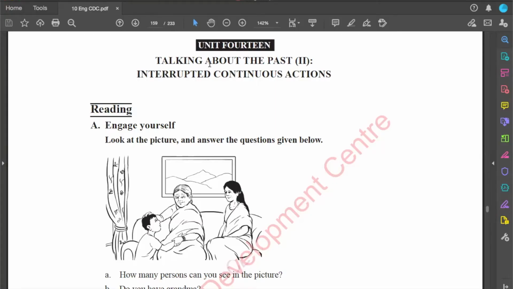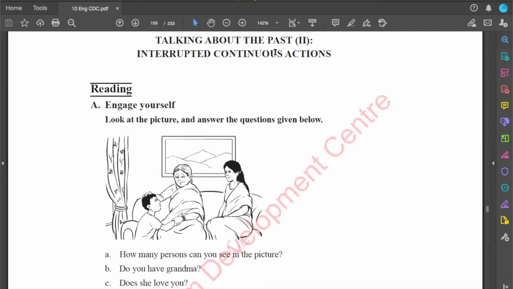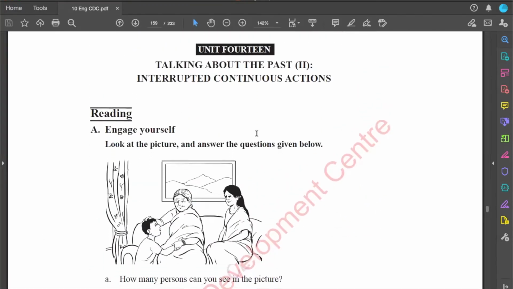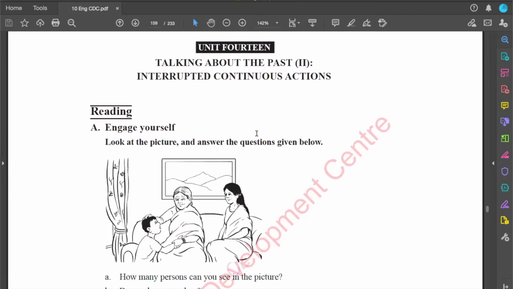Unit 14, talking about the past. It is the second part. The first part we have already dealt with in Unit 13. This second part is related with interrupted continuous actions and how this grammar is incorporated inside. We'll try to find out later, but beforehand, we'll try to see what is there in the text.